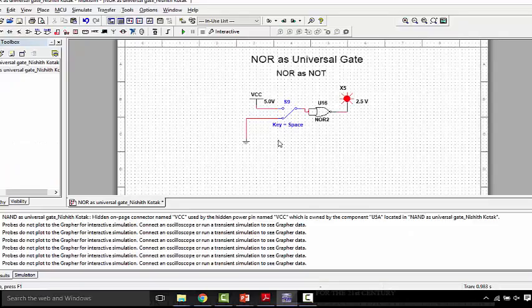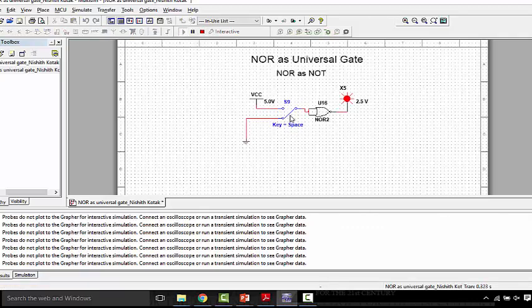This is the circuit that I have already drawn in Multisim corresponding to the equation that we have obtained for NOR as NOT gate. I would be running the circuit. Initially, my switch is connected to the ground, and thereby the input to this NOR gate would be logically low, and as a complement I would be getting logically high as my output. Whenever I toggle my switch to VCC, that is high, I would be getting logically low as my output. This is the concept of NOT gate using NOR gate.